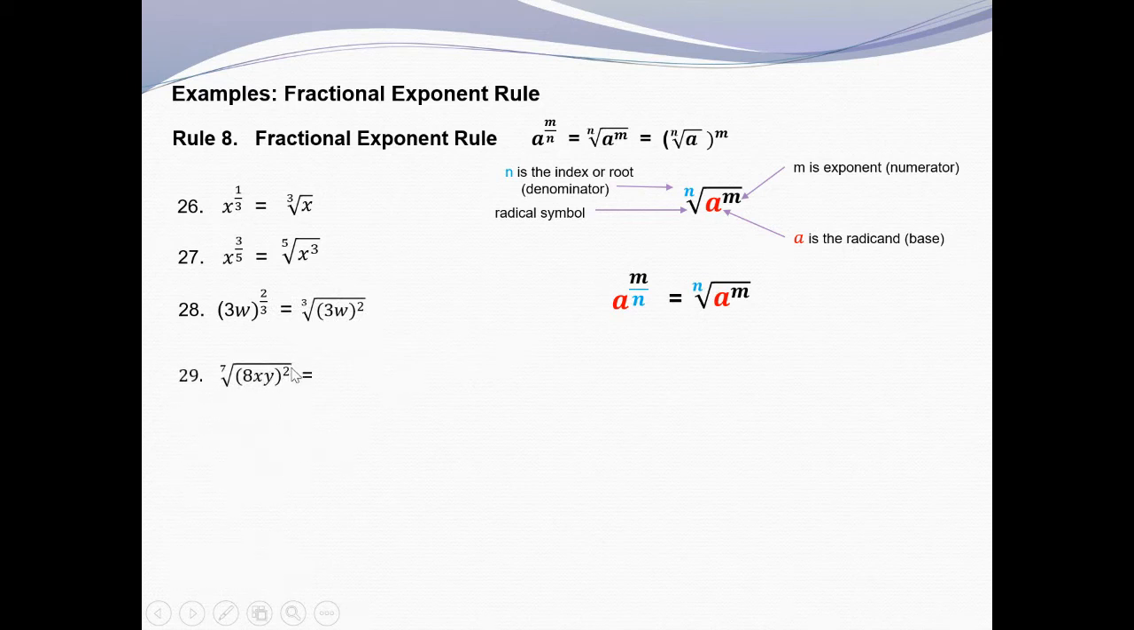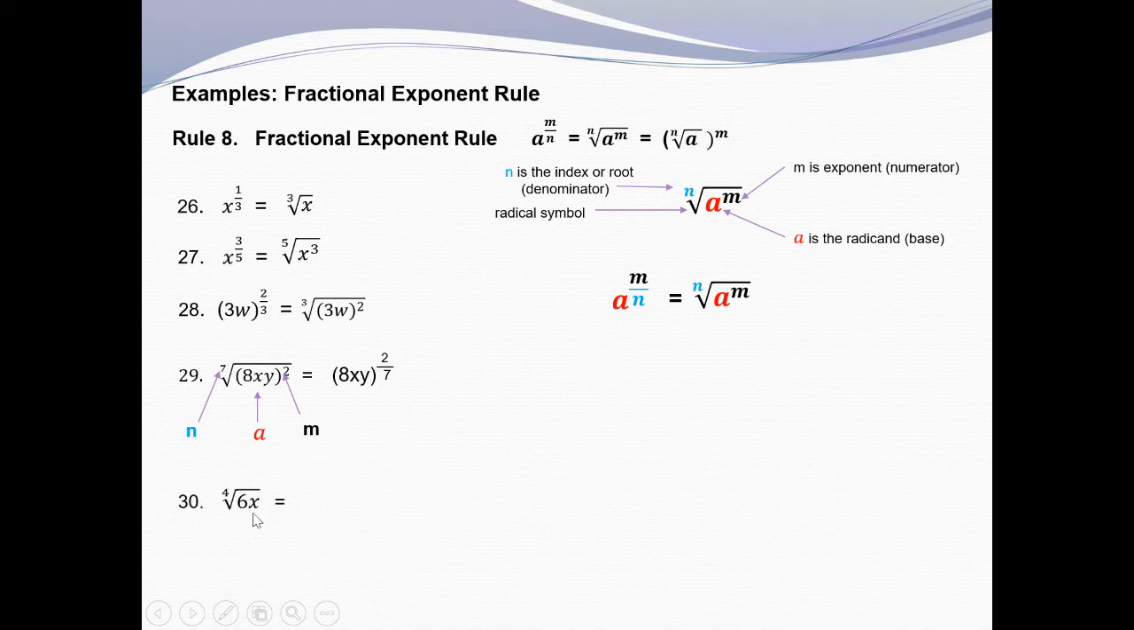Now they want you to go the other way. So again, the 8xy will be my a. That's going to be my base. Then the n is my index, and my m is my exponent. So put it together. That's my a to the power of 2 divided by 7. That's how you go from radical to exponential.